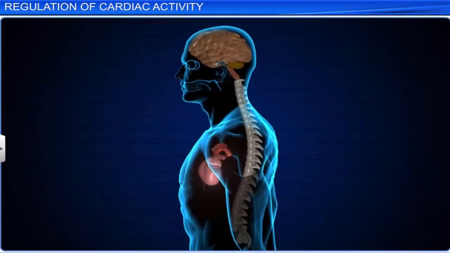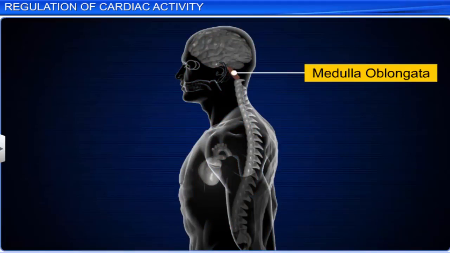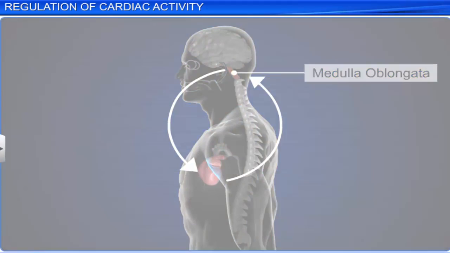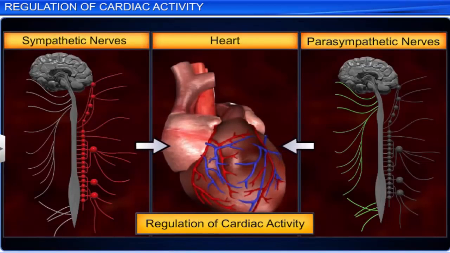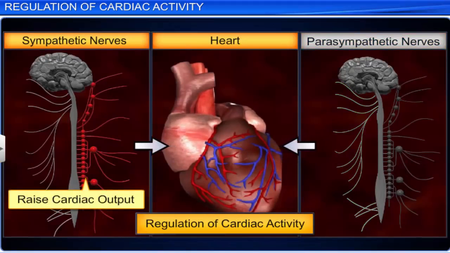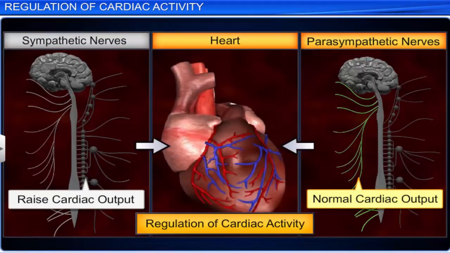This is because nodal tissues, which induce cardiac activity, are controlled by the medulla oblongata of the brain through sympathetic and parasympathetic nerves of the autonomous nervous system or the ANS. While sympathetic nerves increase cardiac output, parasympathetic nerves act antagonistically to decrease cardiac output and bring it back to normal.